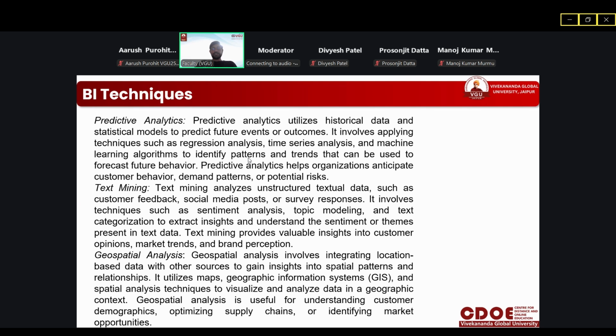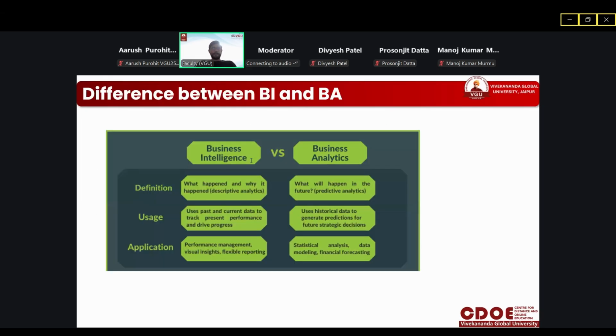Geospatial analysis is useful for understanding customer demographics, optimizing supply chain, or identifying market opportunities. So what is the difference between business intelligence and business analytics? So why the definitions: what happened and why it happened. What happened means the result we already have, and why all these things happened with our company or our business. So we have the descriptive analytics about that, that is part of your business intelligence.